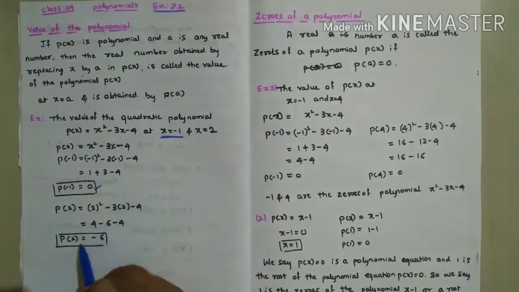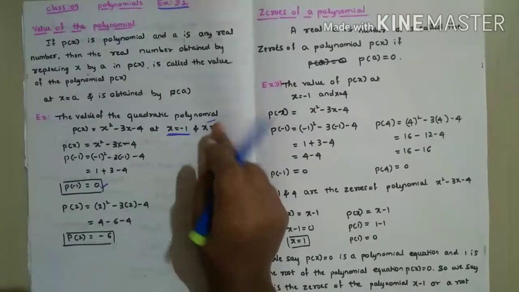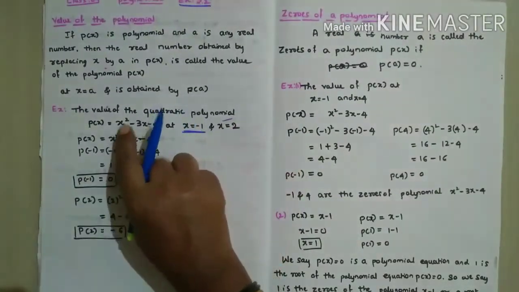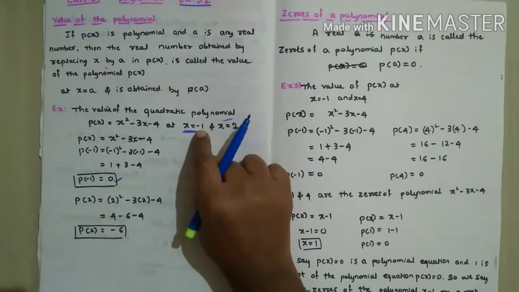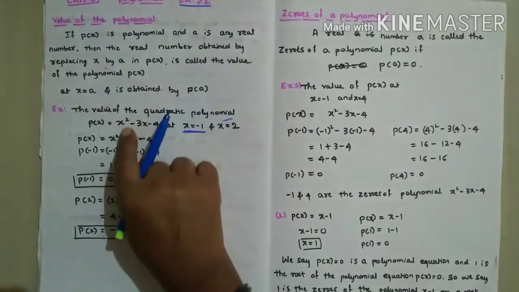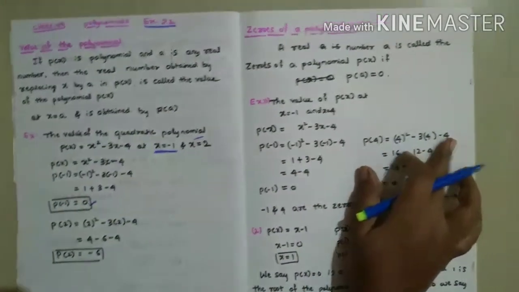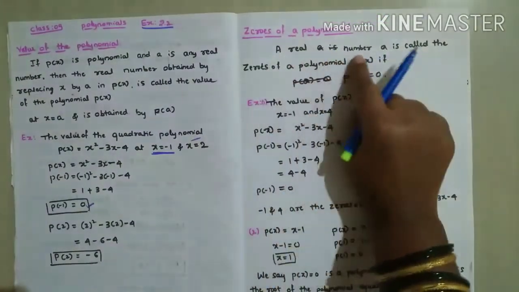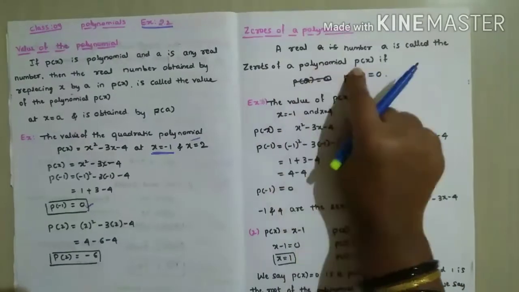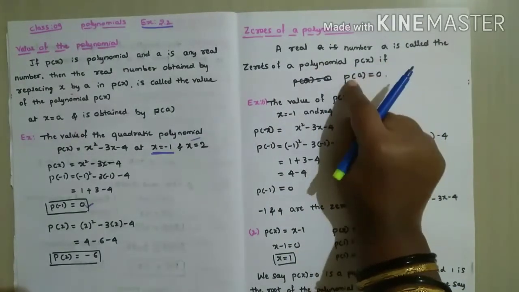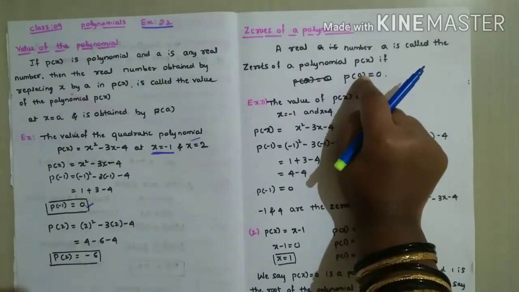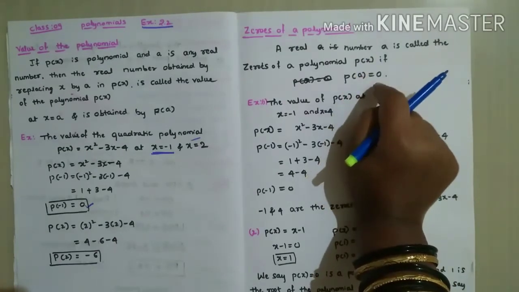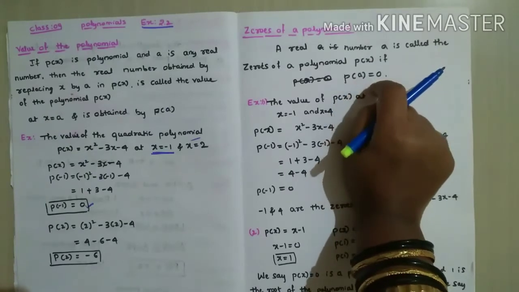See here, x equal to 2. We did not get 0. This is not a zero of the polynomial. After replacing the x value in the polynomial, you have to get the answer 0. Then only we can call that x value minus 1 a zero of the polynomial. That is the definition I have given here. A real number a is called a zero of the polynomial p of x if p of a, that is, in place of x any value you substitute, after simplification you get 0. Then only we can call a a zero of the polynomial.